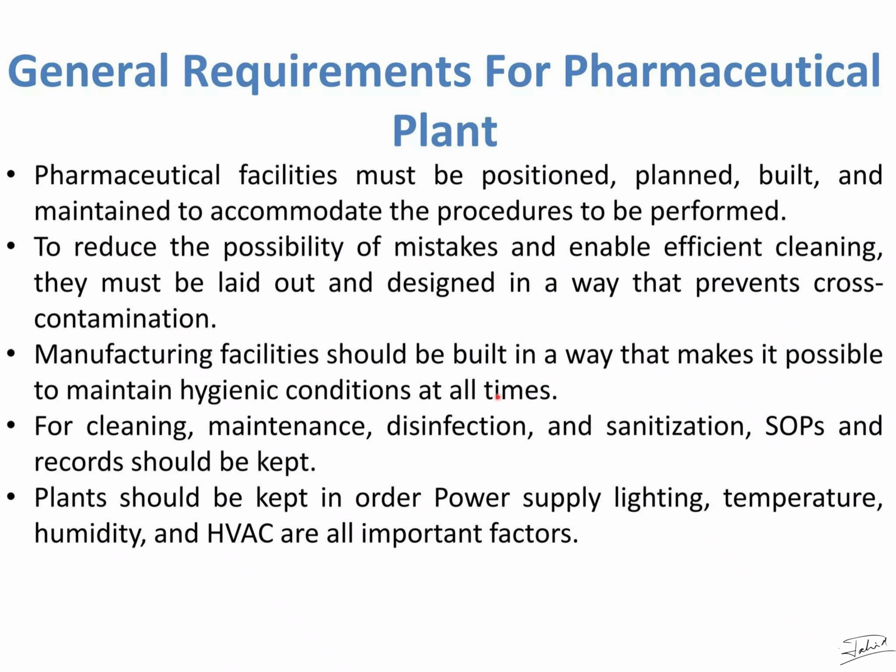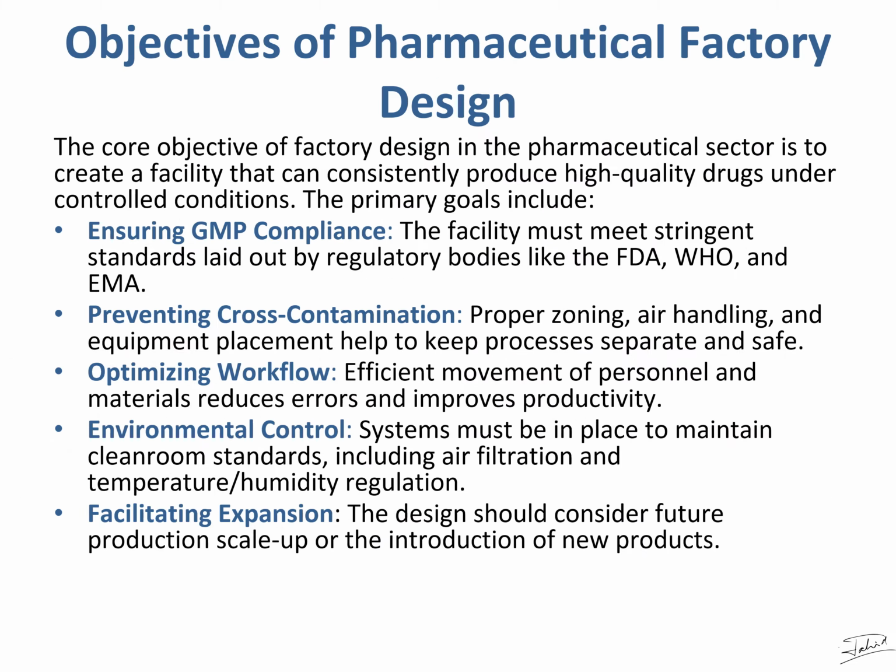Manufacturing facility should be built in a way that makes it possible to maintain hygienic condition all the time because cross contamination is very common. You need to manufacture a number of products, a number of APIs within the same manufacturing area. So cross contamination and unhygienic condition is very common. For cleaning, maintenance, disinfection, and sanitization, SOP records should be kept. Plants should be kept in order. Power supply, lighting, temperature, humidity, HVAC are all important factors. So these are the general requirements for plant layout design.